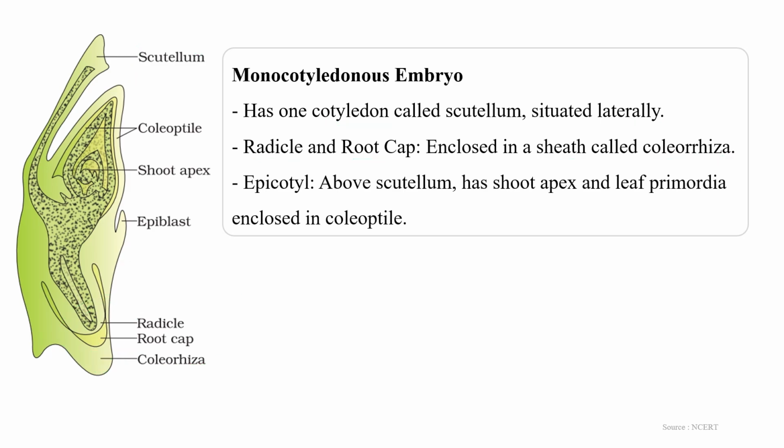Right? Okay. Now, the epicotyl is present just above the scutellum. It has the shoot apex and leaf primordia enclosed in the coleoptile here.